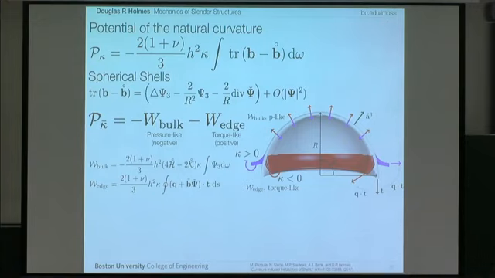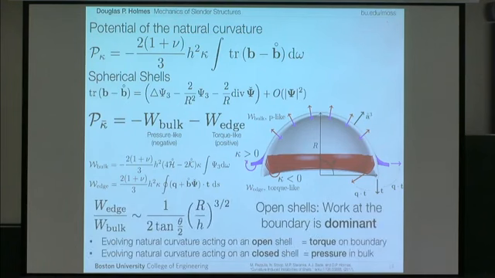And you can really quickly just compare these two works. And what you find is that always the work at the edge of the shell is dominant over the work in the bulk.